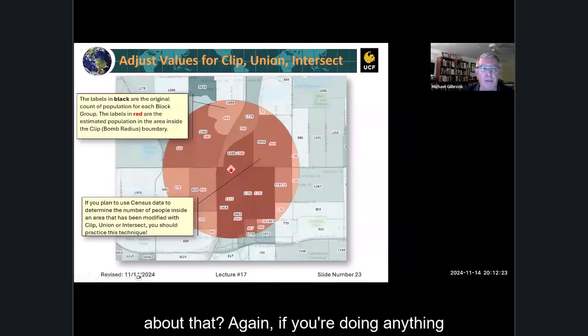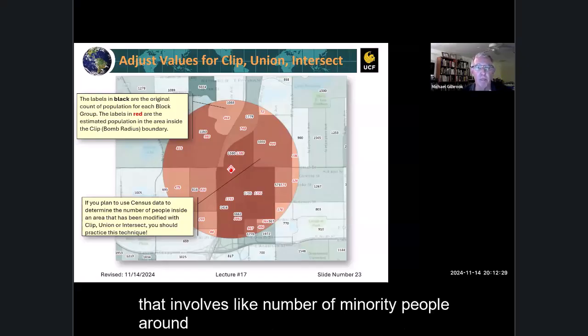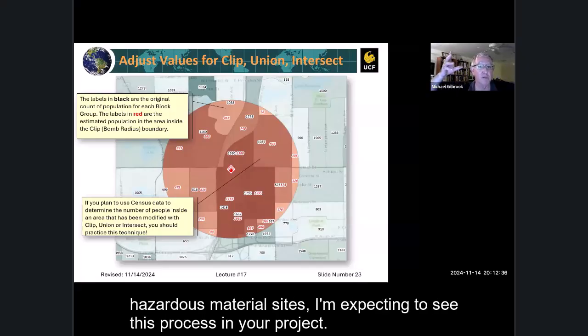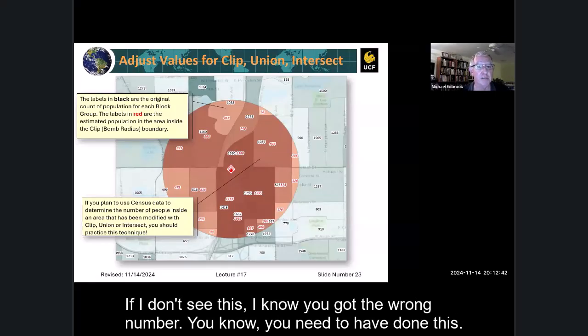All right. Any questions about that? Again, if you're doing anything that involves the number of minority people around hazardous material sites, I'm expecting to see this process in your project. If I don't see this, I know you got the wrong number. You need to have done this.